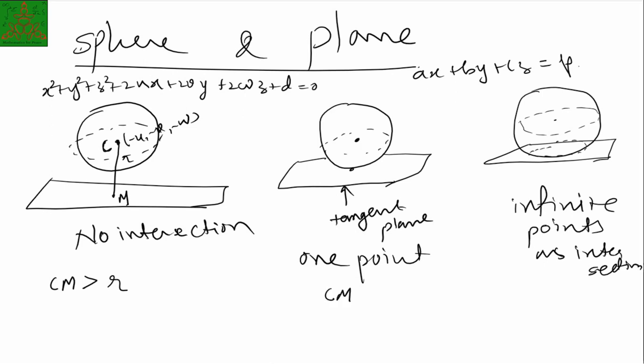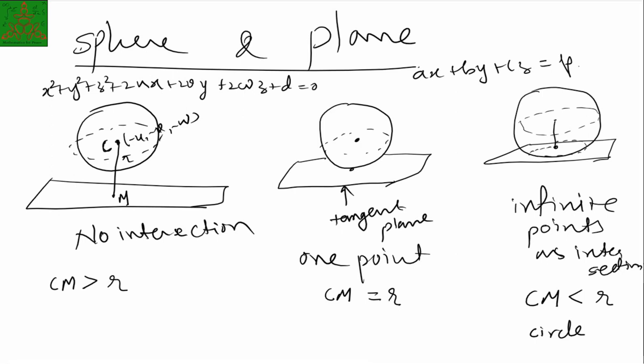If CM is equal to the radius of the sphere, then there is a one point intersection. If CM is less than the radius, then there are infinitely many points of intersection, and the intersection will be a circle. You can also observe this if you cut an orange with a knife: the intersection of the orange with the knife gives you a circle. So these are the three possible ways to represent the intersection between a sphere and a plane.